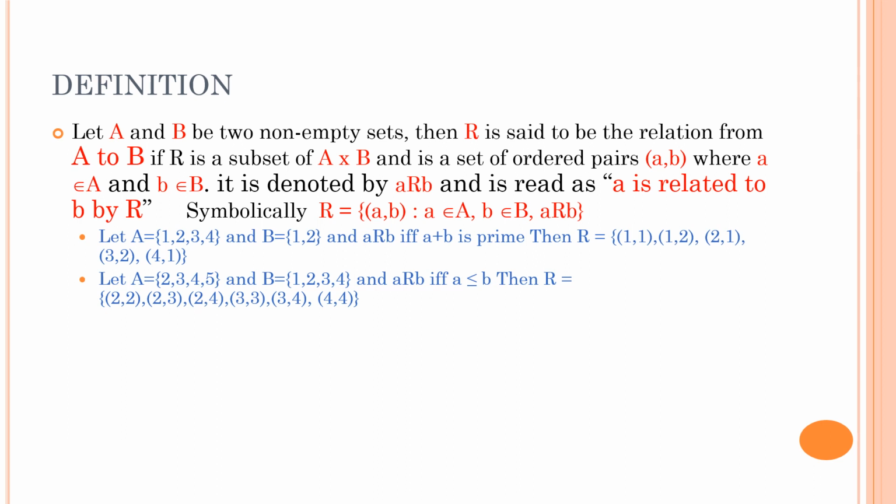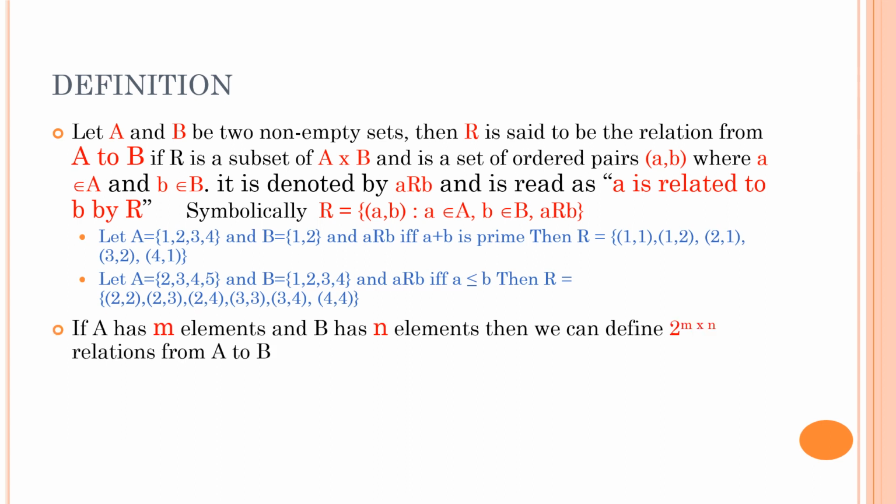So the elements of the relation will be (2, 2), as 2 is less than or equal to 2, it is actually equal to 2; 2 is less than 3, 2 is less than 4; 3 is less than or equal to 3, 3 is less than or equal to 4; and 4 is less than or equal to 4. So these are the two examples of relations.